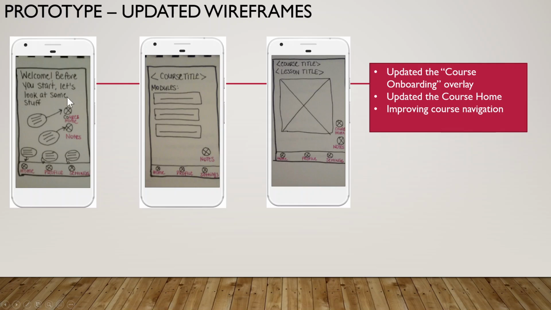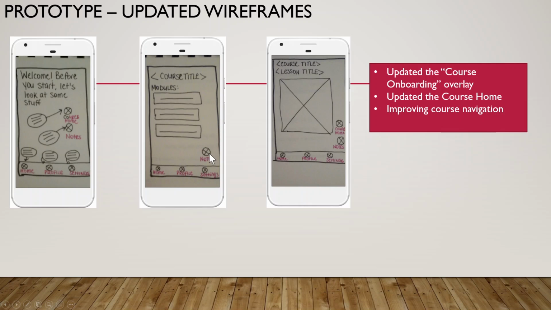So I added a few more navigation items to the overlay, and added the course home. That did come up during the usability testing, that there was not a good way to come back to the course home screen. So I made sure to put that here in the overlay, as well as point out that there are notes available to you in the lesson, which brings me to this next screen here.